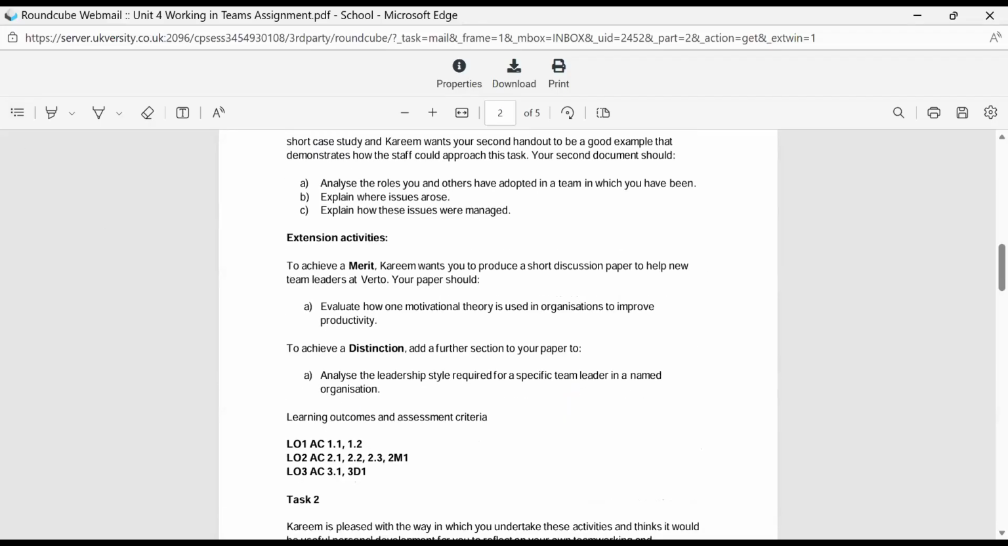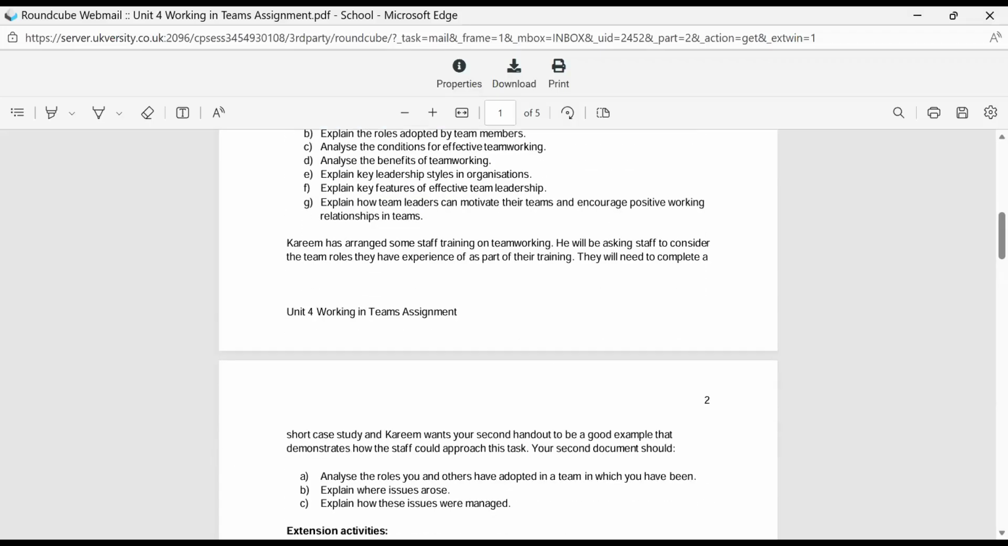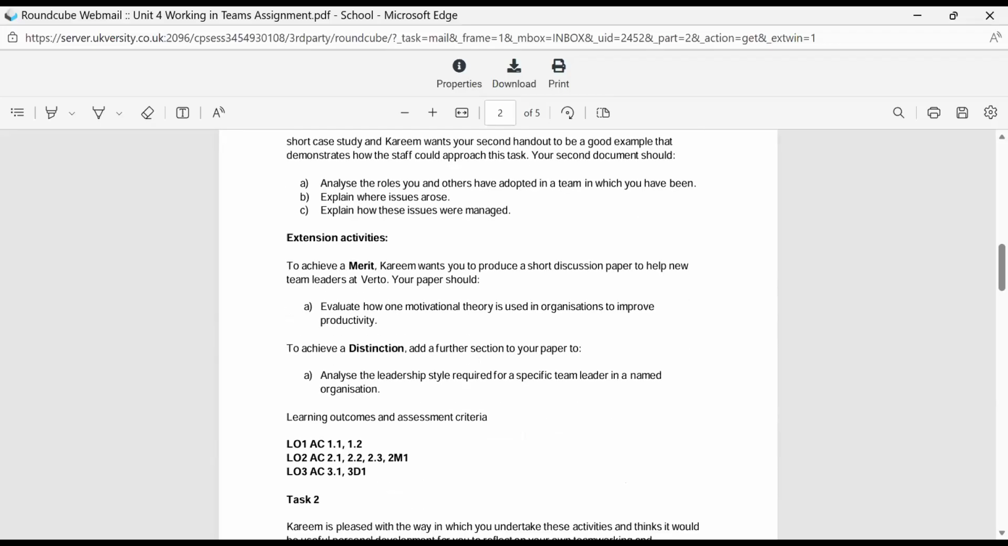So the next one to look at is the extension activities, which identifies what you need to do for a merit. If you want to get a merit, you need to make sure that you are doing all the pass ones, which are the top ones. So 7 of them, and then 3 of them as well, to get the pass criteria. To get a merit, you need to make sure you are doing all the merit criteria to get the merit. So you need to make sure all the pass is done for gaining a pass, and you need to make sure all the merit is done for gaining the merit, okay? So you need to make sure that you have done all that to gain a merit.